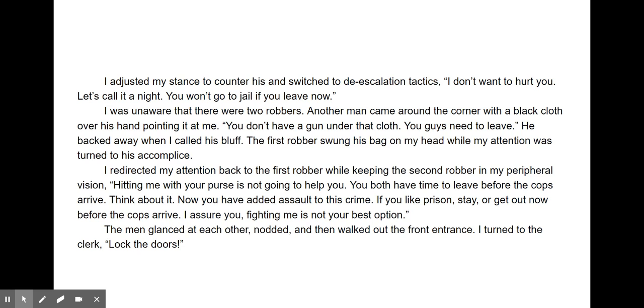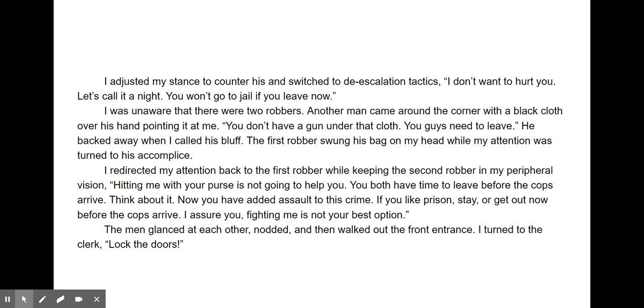Hitting me with your purse is not going to help you. You both have time to leave before the cops arrive. Think about it. Now you have added assault to this crime. If you like prison, stay, or get out now before the cops arrive. I assure you, fighting me is not your best option. The men glanced at each other, nodded, and then walked out the front entrance.